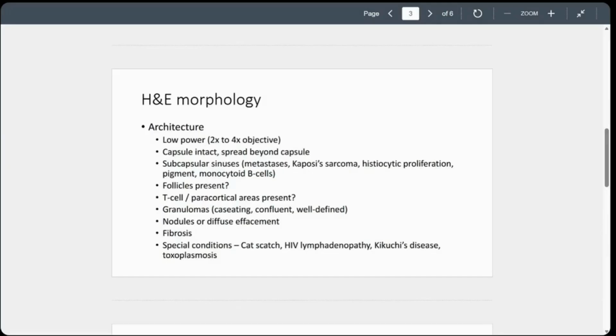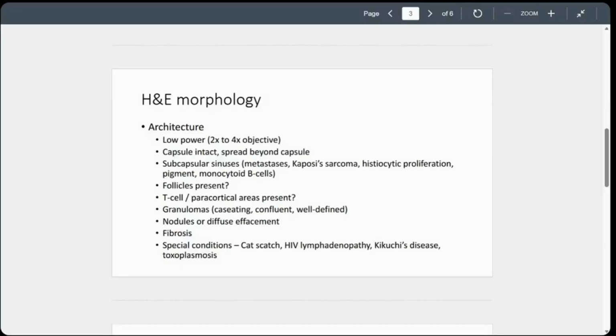Look at the T cell area. Is the T cell area expanded by some abnormal cells? Is there any suspicion of a T cell lymphoma? Any granulomas? If they're granulomas, are they caseating granulomas? Are they confluent? Are they very well defined? In sarcoidosis, you get very well defined non-caseating granulomas. Everyone talks about asteroid bodies in sarcoidosis. To be honest, I don't see those very commonly. Generally, I make the diagnosis of sarcoid by finding a tight non-caseating granuloma, which doesn't have a cuff of lymphoid cells.